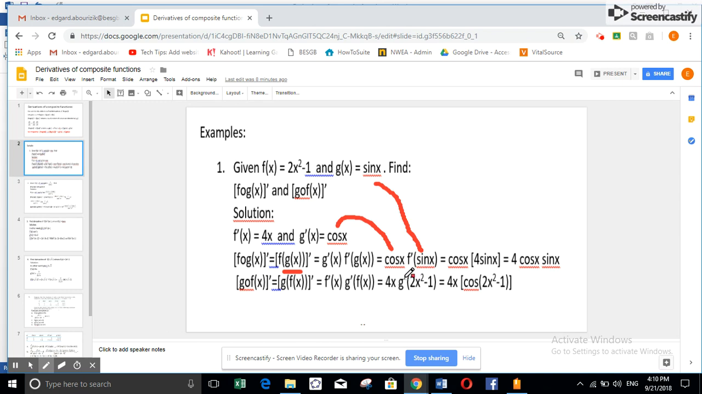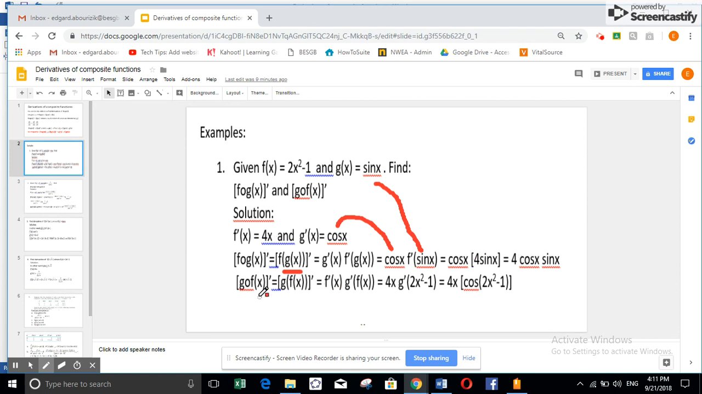Composite function, grade 10, remember, what's f prime of sine x? I go to the function f prime. F prime is 4x, but I want f prime of sine x, so I replace sine x instead of x. So I get 4 sine x. So this is the answer.